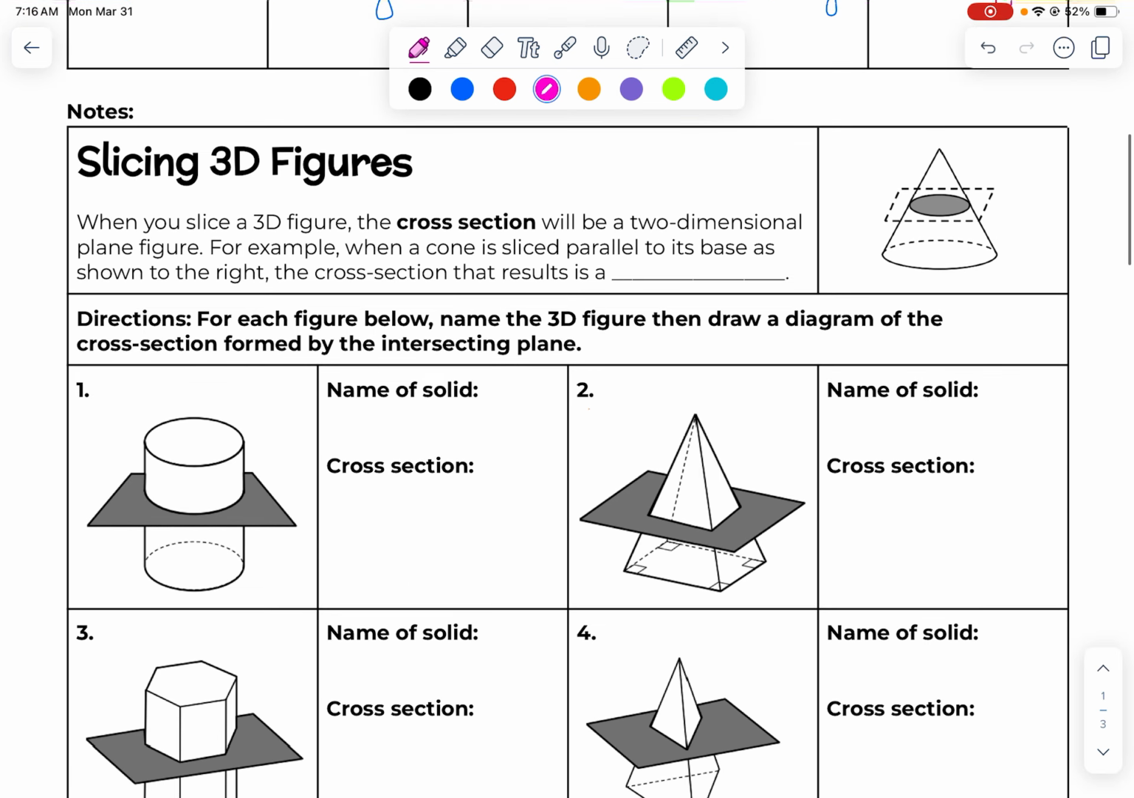Alright, slicing 3D figures. When you slice a three-dimensional figure, the cross-section will be a two-dimensional plane figure. So square, circle, rectangle, triangle, rhombus, any of those. For example, if we slice a cone parallel to the base, okay, so we have one right here in this picture. We have our cone and we sliced it parallel to our base. The cross-section result is this shaded part. That is a circle.